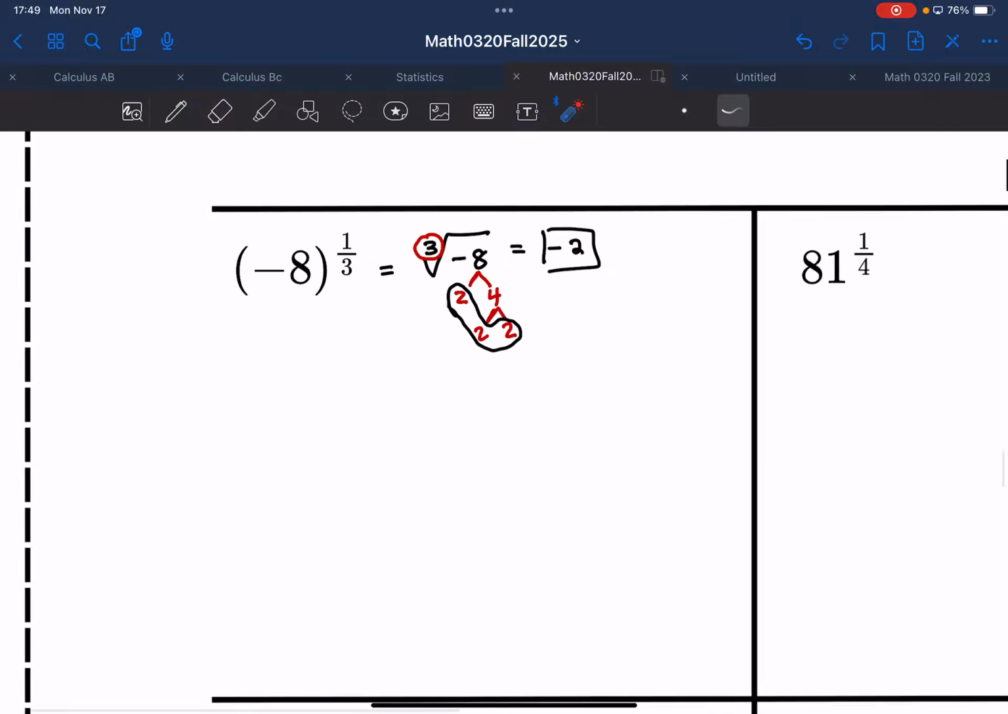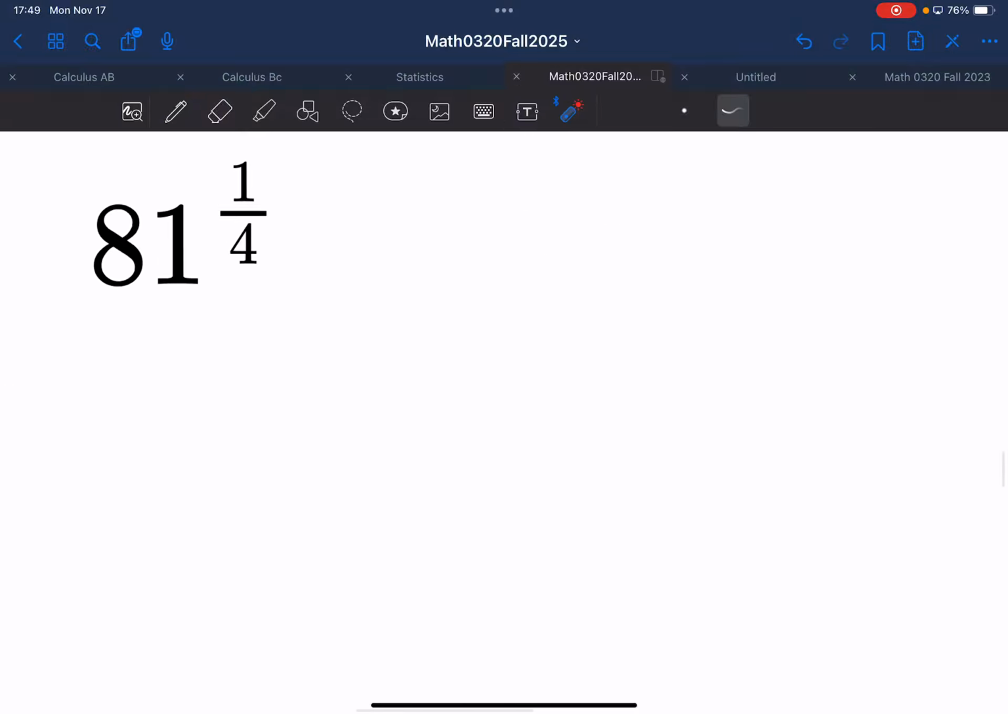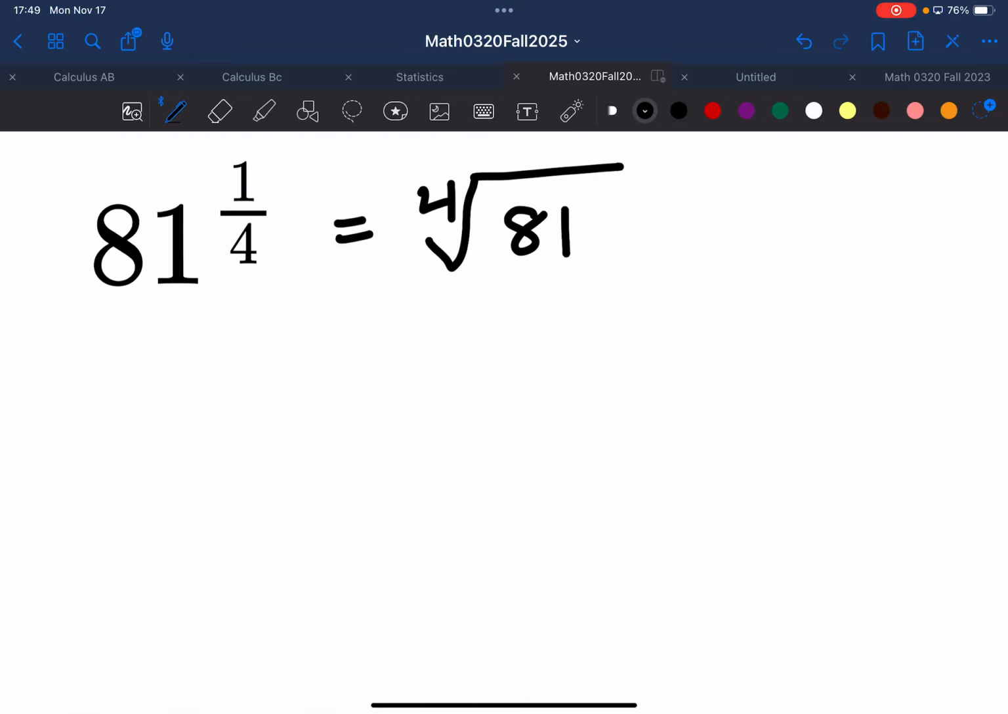Okay, so let's look at the next one. We have 81 to the 1/4 power, so how would I write that as a radical? The 4th root of 81. Whatever's on that denominator is our n value for our root. Then here we can do the same thing. We'll do the prime factor tree. However, we know 2 can't go into 81, because 81 isn't even. So then we should check 3. Can 3 go into 81?